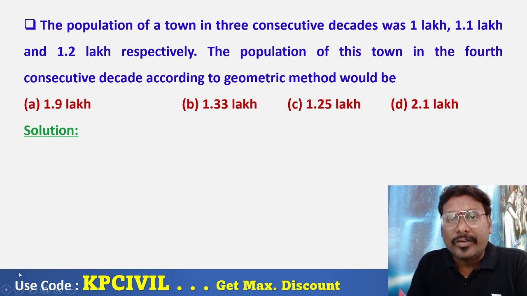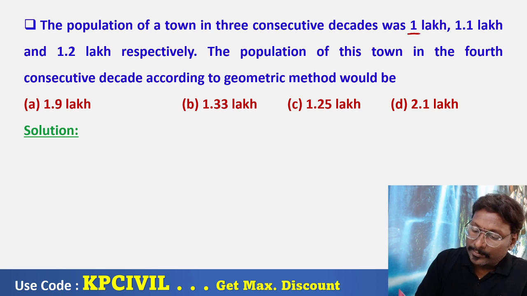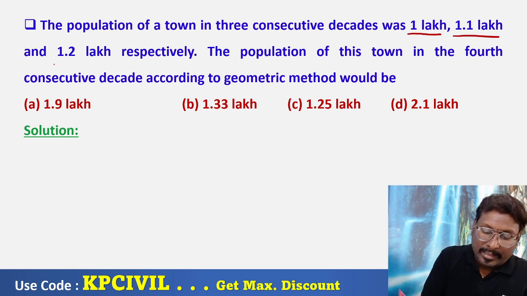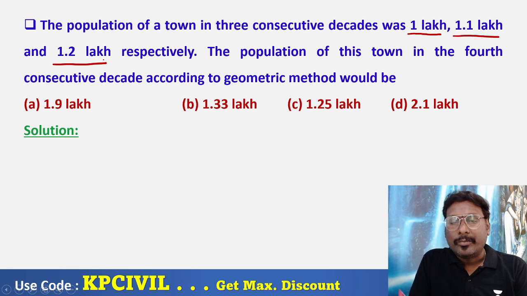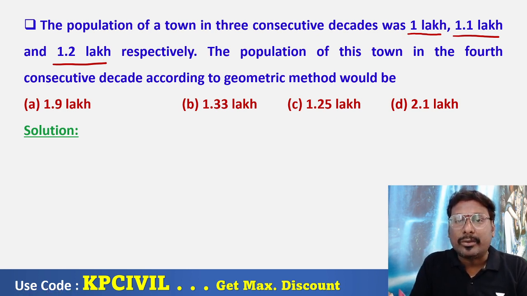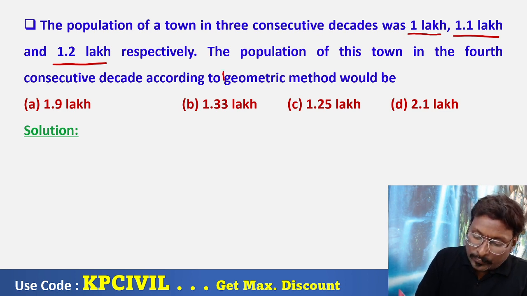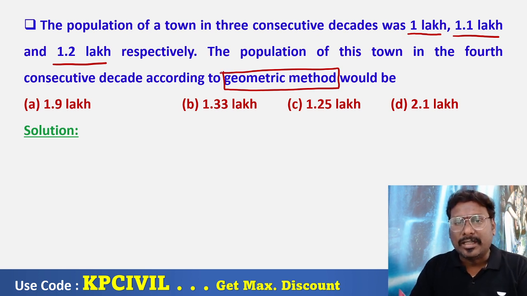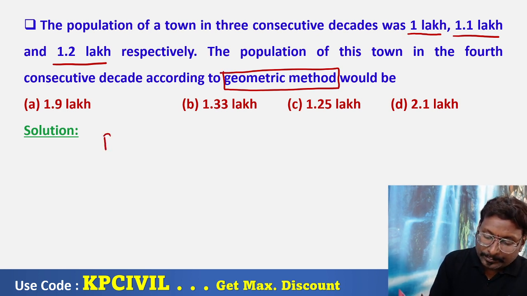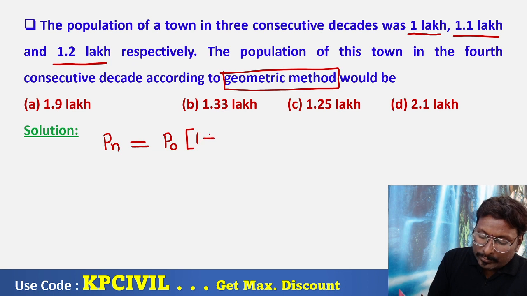The population of a town in 3 consecutive decades is 1 lakh, 1.1 lakh, 1.2 lakhs respectively. What is the population of this town in the 4th consecutive decade according to the geometric method? So first you learn, it is clearly mentioned as per the geometric method: future population is equal to latest known population into (1 plus r by 100) whole power m.